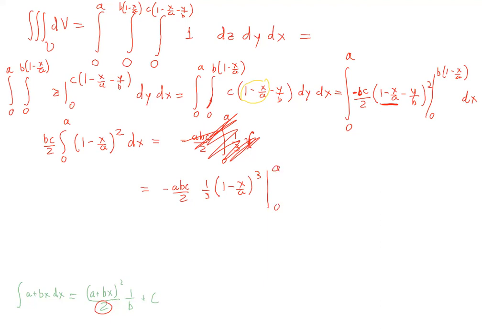If you plug in a, guess what you get? 0, right? Because it's 1 minus a over a. If you plug in 0, this number becomes 1, and you just get an extra negative sign because it's the part that is being subtracted, and that gives you abc over 6, which is the final answer.